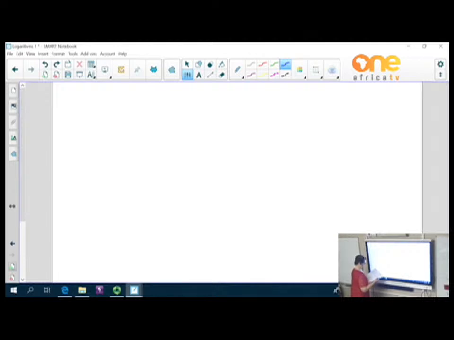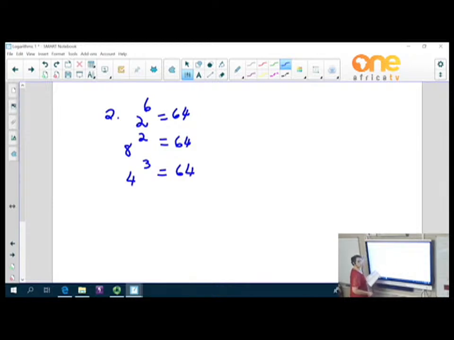And the last exercise now is number 2. 2 to the power of 6 is 64. 8 to the power of 2 is 64. 4 to the power of 3 is 64. Just rewriting it from logs to indices. And the last one, 10 to the power of negative 3, is equal to 1/1000. So grade 12s, make sure that you understand this introduction, converting from logs to indices and indices to logs.